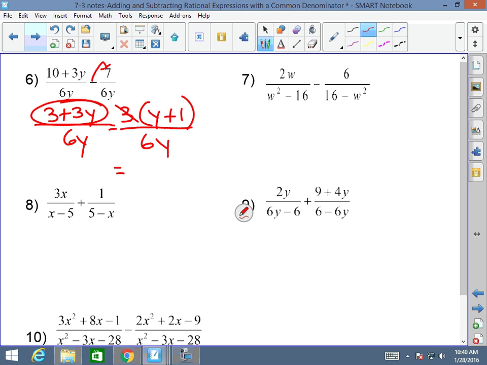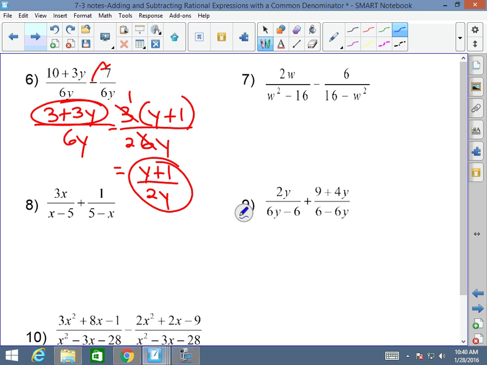I could take a 3 out of a 3. It goes in 1 time. 3 goes into 6 2 times. So I've got y plus 1 over 2y. What is the temptation that we will not fall prey to? The temptation is to cancel out the y. We can't. The 2y is a monomial. The y plus 1 is a binomial. I cannot take away individual pieces from a polynomial.